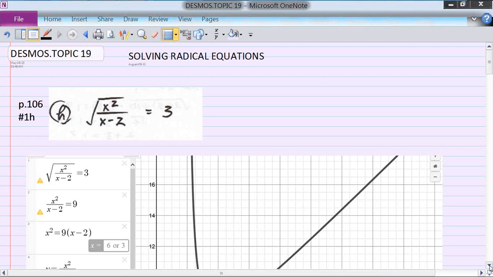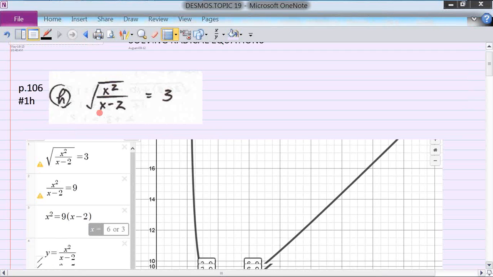We're on topic 19. We're going to see how Desmos can be applied here. And the first problem we're going to do is 1061H. Here's the problem, and you can see that I've entered it here into box number 1.